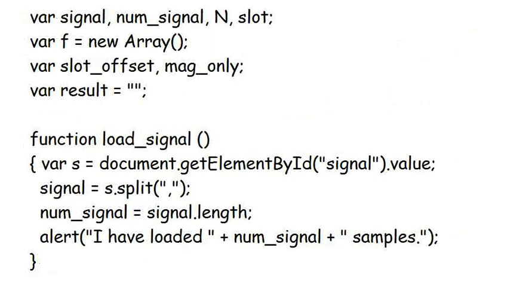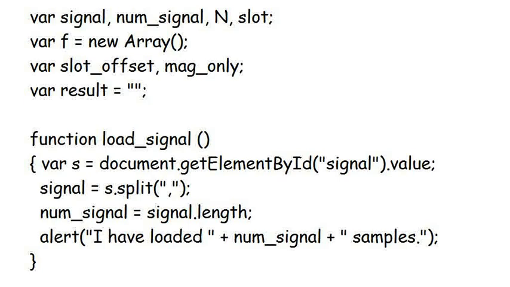As always, I start with the global variables. As far as possible, I've tried to stick to the same terminology as in the equations. So the number of samples in each application of the DFT is given by capital N, and those samples will be stored in array lowercase f. The entire signal will be stored in variable signal, and this will be turned into an array at the appropriate moment. The number of samples in the entire signal is numSignal.